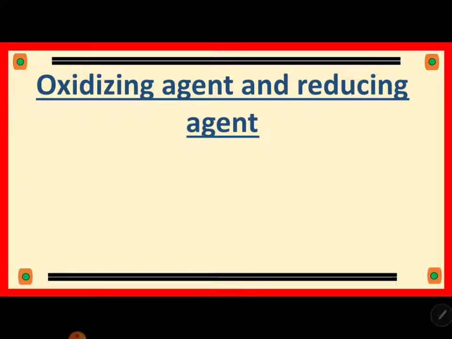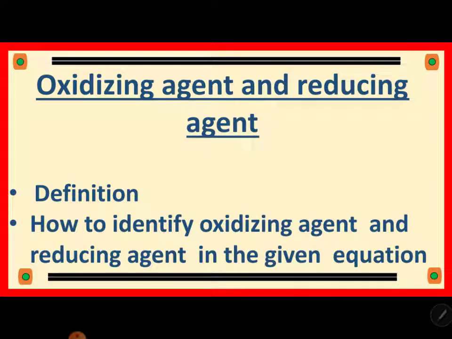In this video you will learn the definition, and how to identify oxidizing agent and reducing agent in the given equation.